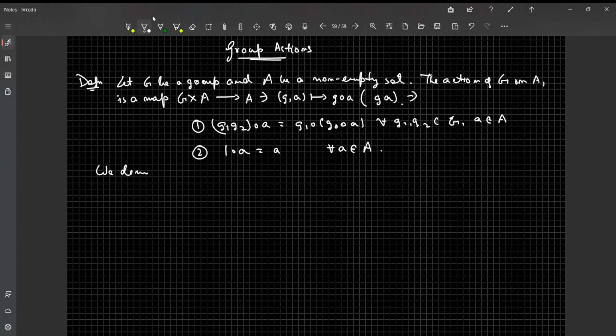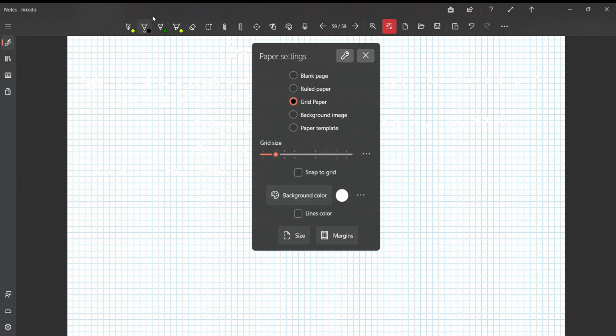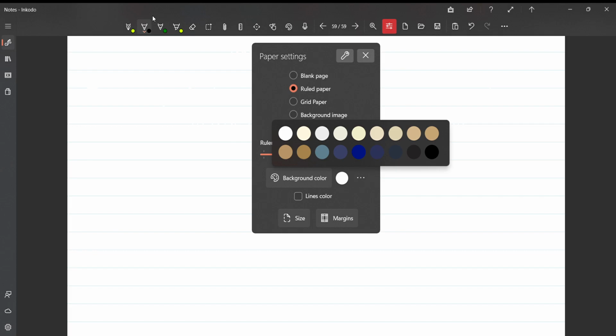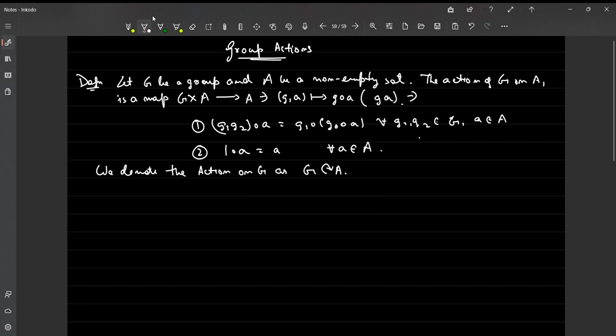We denote the action on A as G acting on A.